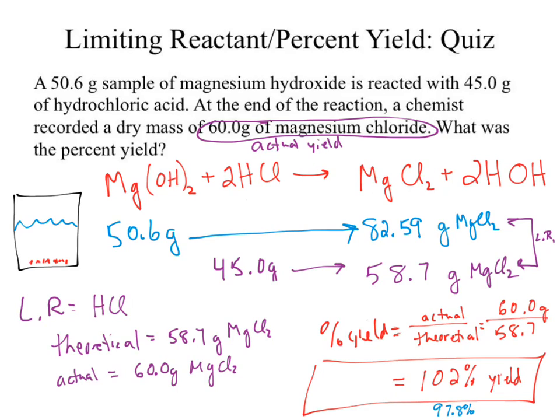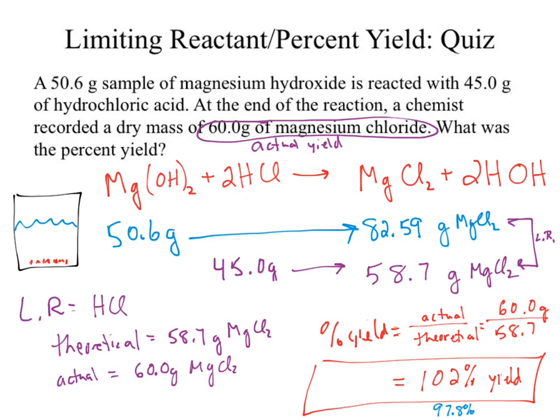Probably not, because what you're admitting by getting 100% yield or more is that you screwed up. By then reporting that, you're announcing to the world that, hey, I screwed up. So it's usually not a good idea to report greater than 100% yield.